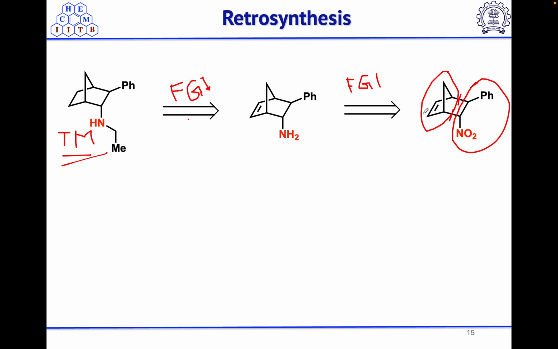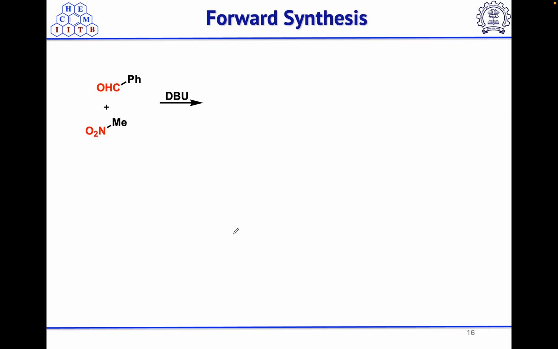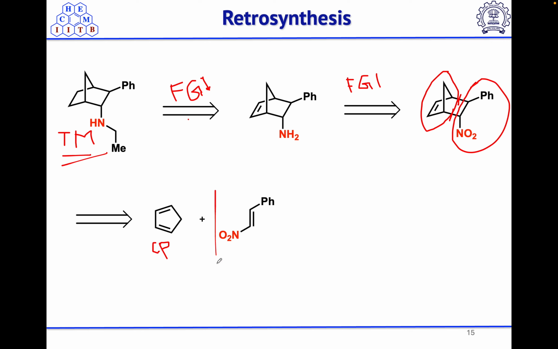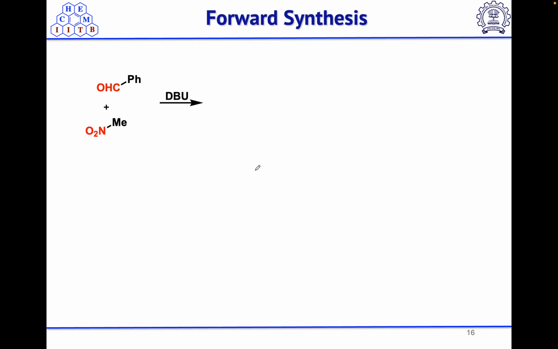So this is the diene and this is the dienophile. Basically, this is cyclopentadiene, CP, and this is the dienophile. So for the forward synthesis, we should start with this. First, we'll make this dienophile, and then we'll carry out this Diels-Alder reaction.